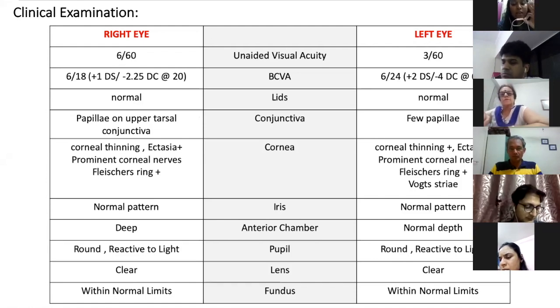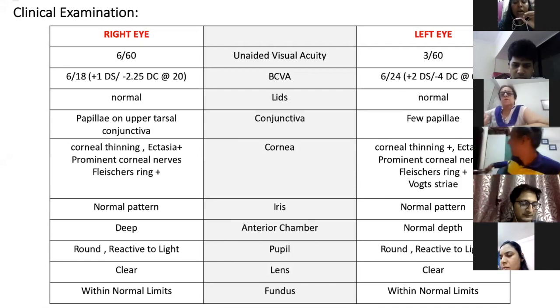The patient has already had an episode of acute hydrops and has scarring. According to the level of the scarring, we can decide whether the patient can be taken up for a deep anterior lamellar keratoplasty or a penetrating keratoplasty.